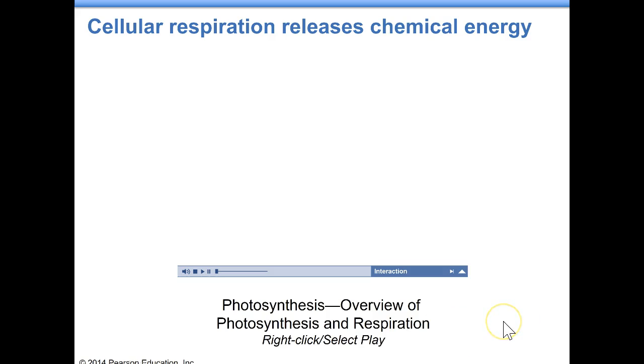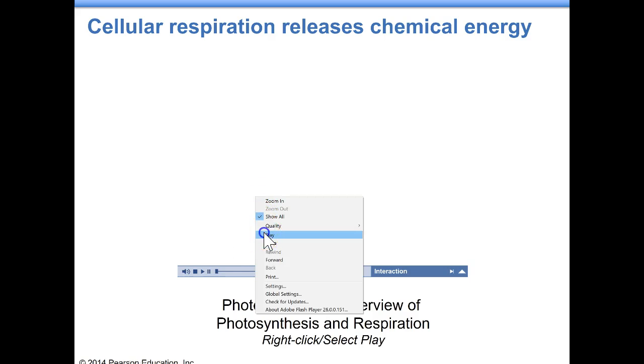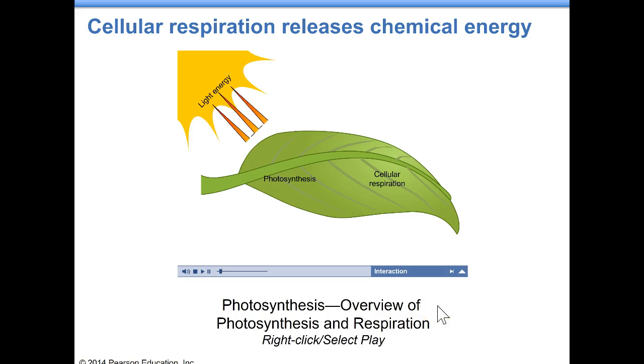Okay, let's see if we can click and play on this one. Alright, there we go. So we're seeing the light energy coming down on the leaves with photosynthesis occurring, and then it's producing the sugars, and that leaf, that plant, is going to also go through cellular respiration and use those sugars as energy in order for it to grow and go through all the cellular activities.